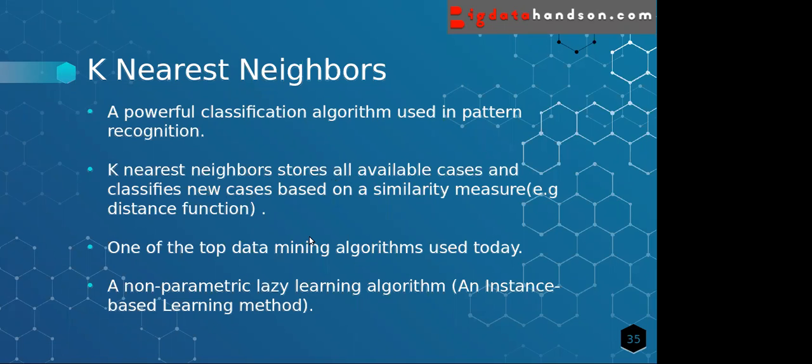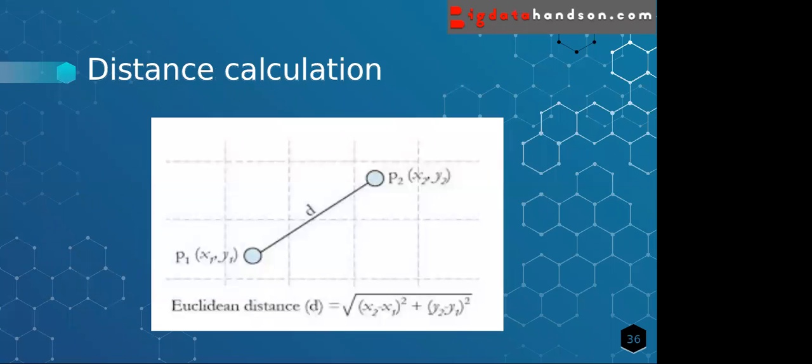So how does it work? Based on the distance function, for example, let's say the Euclidean distance we have studied in our higher secondary classes, right? Square root of (x2 minus x1) whole square plus (y2 minus y1) whole square. This will give you the distance between 2 points like p1 and p2. If you want to find the distance between the 2 points, we'll use this Euclidean distance function, right?